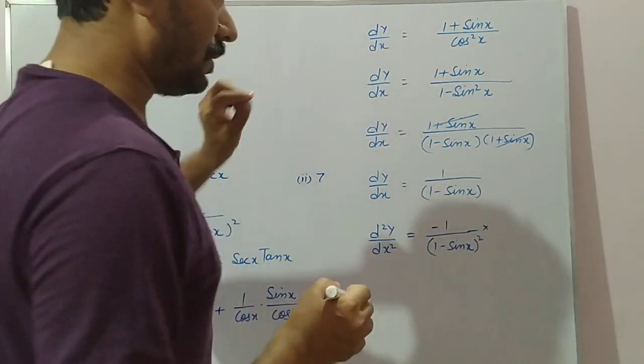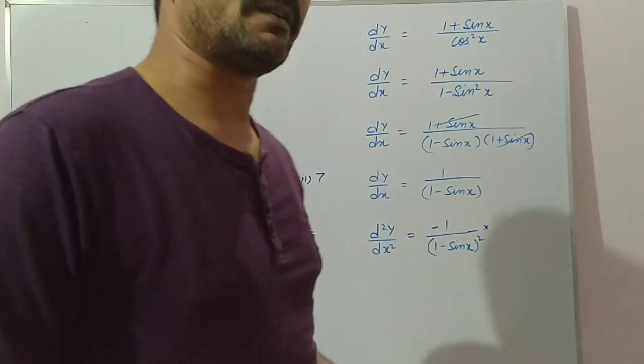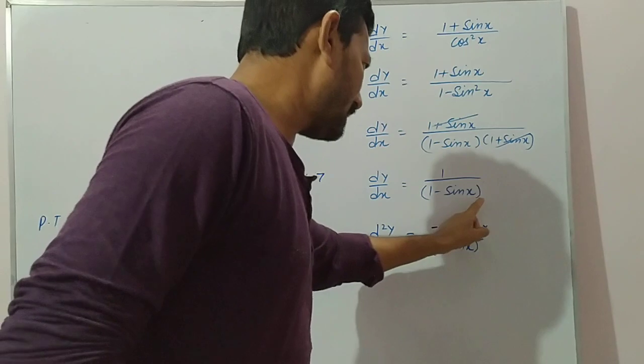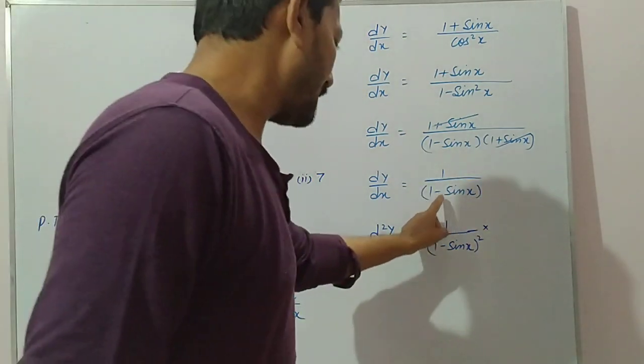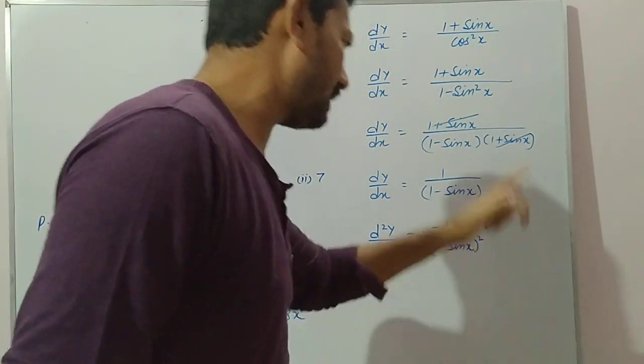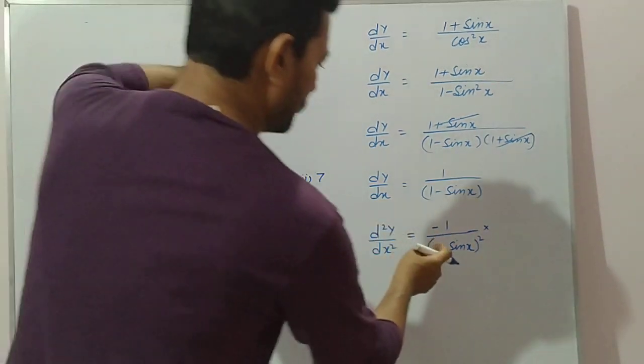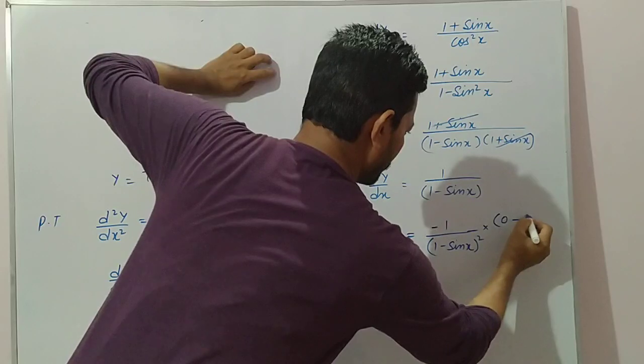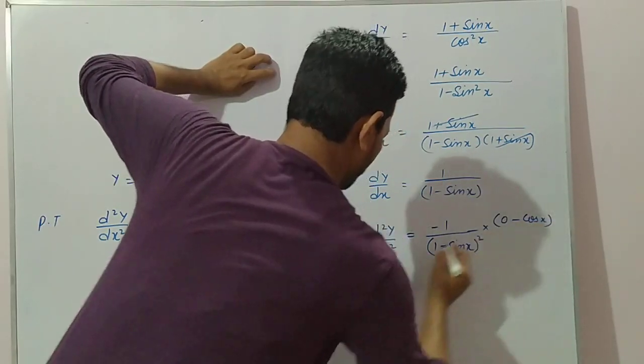Okay, once more I am explaining. The differential of 1 by x is minus 1 by x square. So 1 by 1 minus sin x, its differential will be minus 1 by (1 minus sin x) the whole square, and then the differential of the inner one. The inner differential: 1 is 0, minus sin x gives minus cos x.